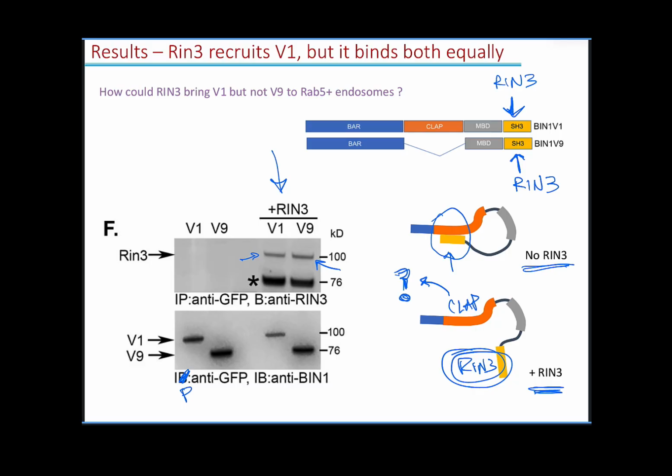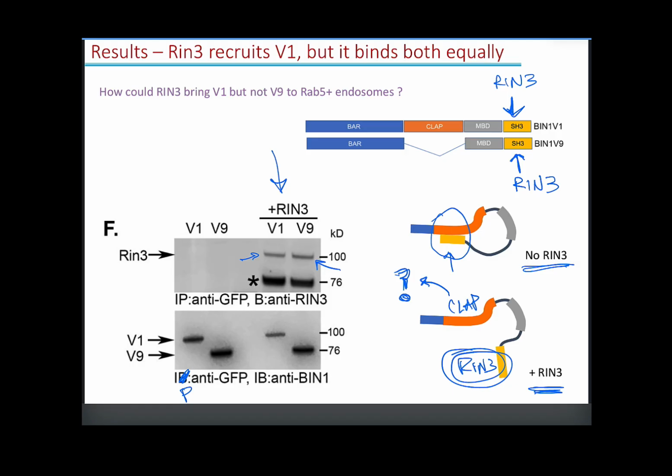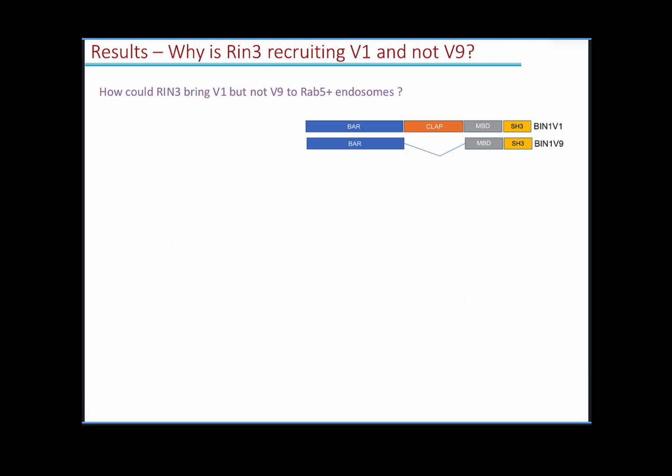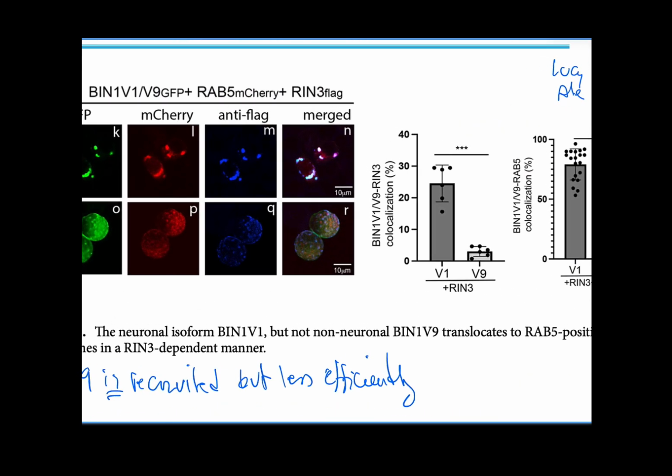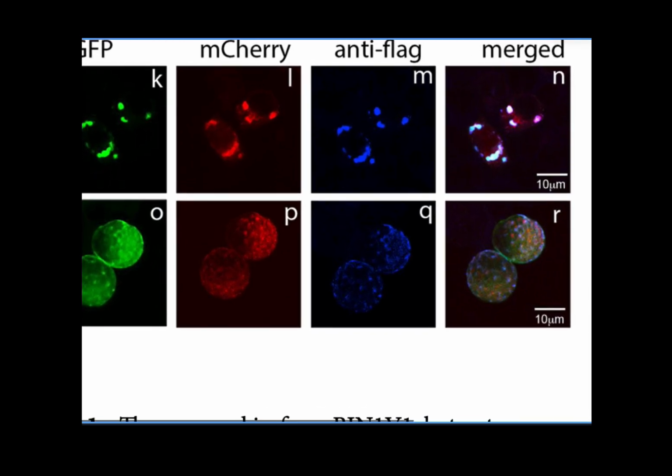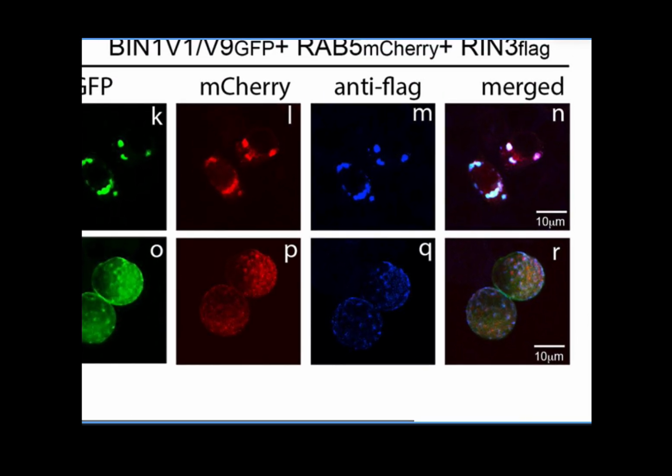Shouldn't you see on the fluorescence on the previous page Rin3 and BIN1 interacting then, if it's still able to bind? Let's go back, because what you're saying is, if that is true, what would you see then? Walk me through it.